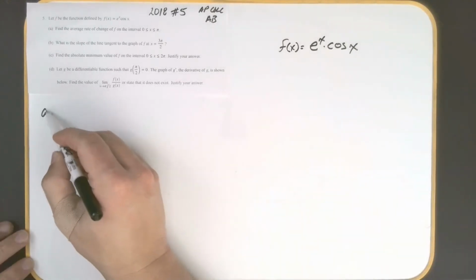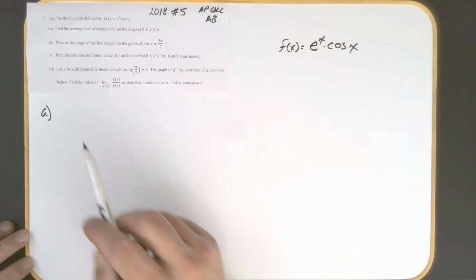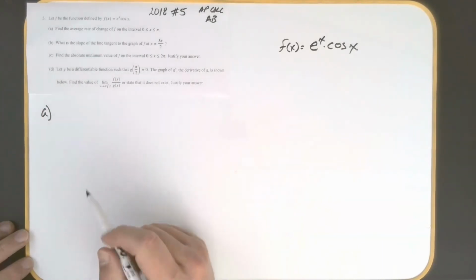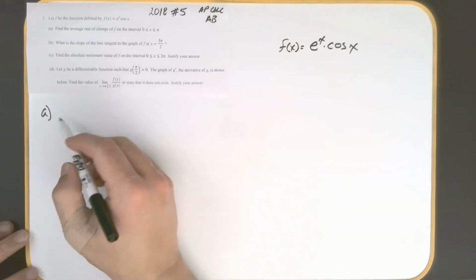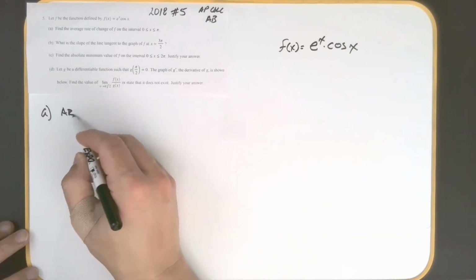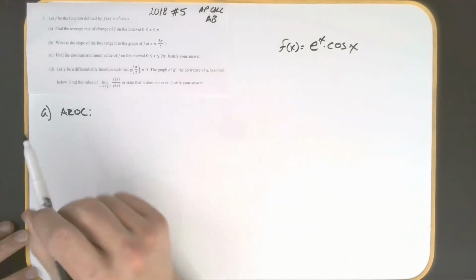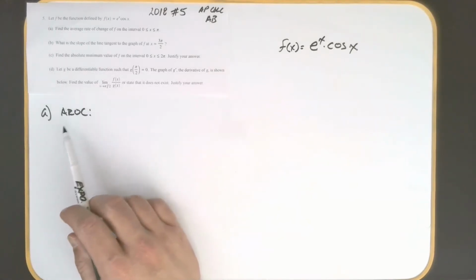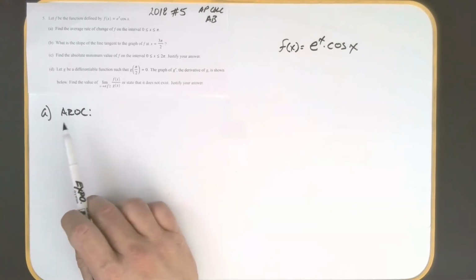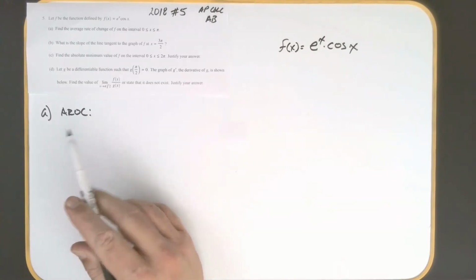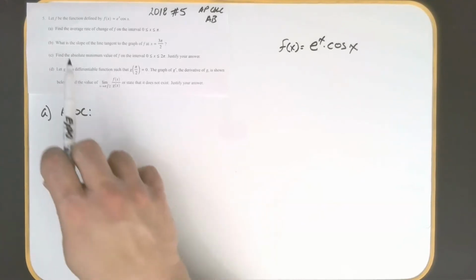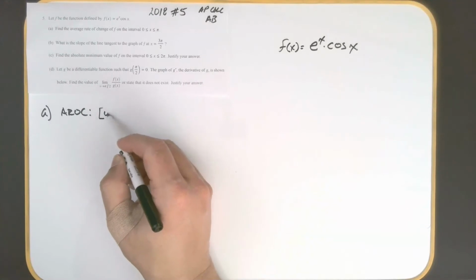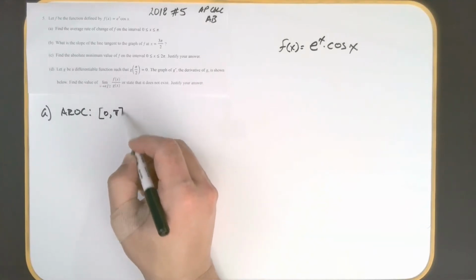So part A. Part A says, find the average rate of change of f on the interval 0 to pi. Well, it doesn't get much more straightforward than that. They want AROC? Well, that's a really easy question, assuming you know the vocab. And so you should know AROC is the slope of a secant. It's Algebra 1 slope. This is actually a very easy question, but a lot of students don't know their vocab. So it's just AROC, and the interval they give us here, they want AROC over 0 to pi.